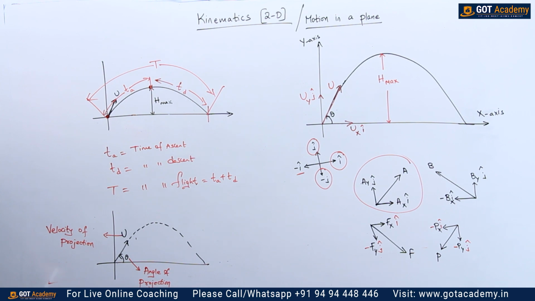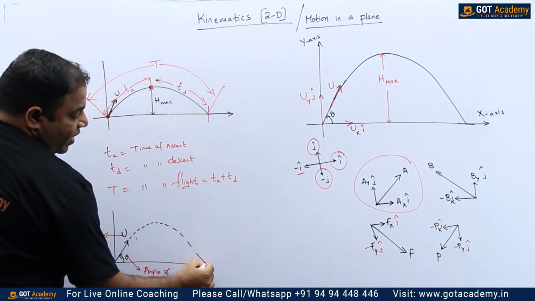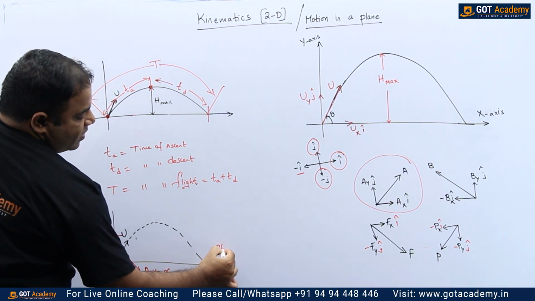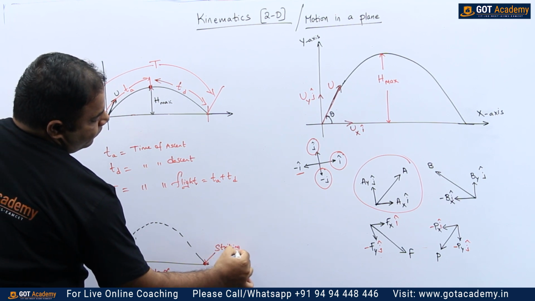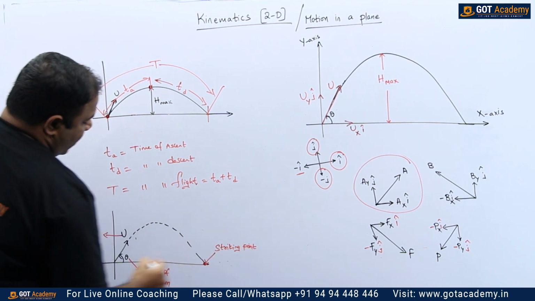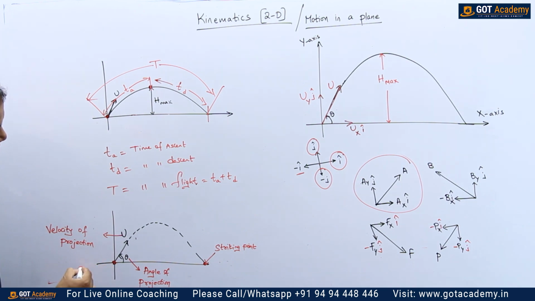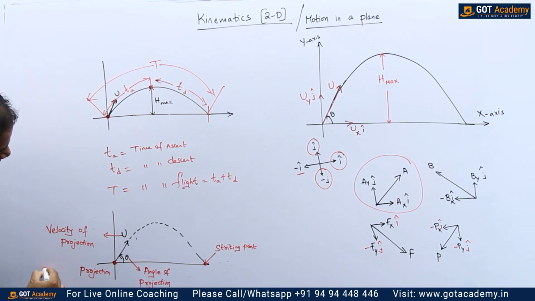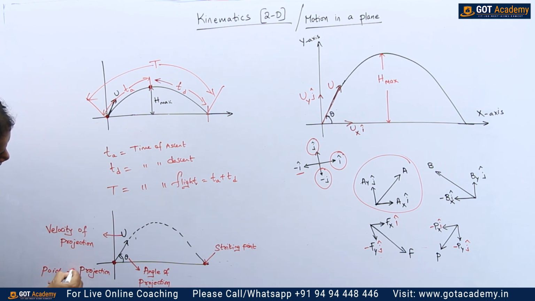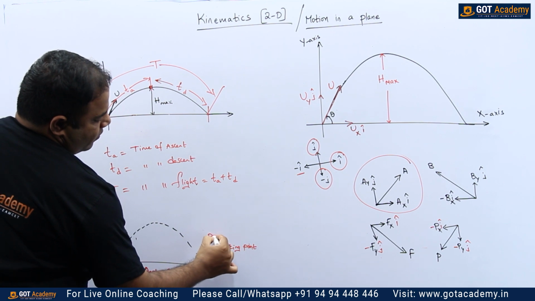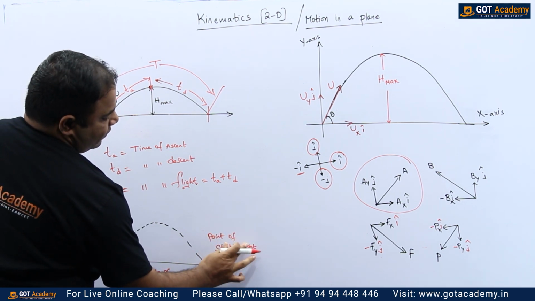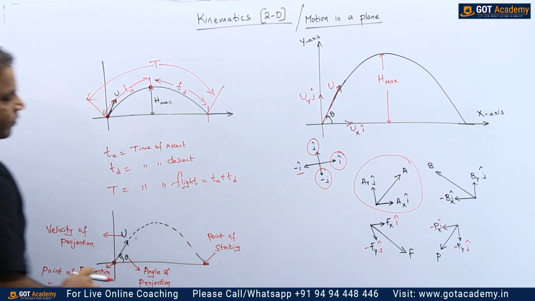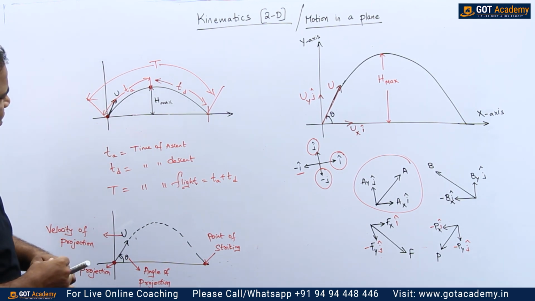Okay. Now, what is this point known as? This point is known as the striking point. Then what is this point known as? Projection point, or point of projection. Point of projection. This is the point of striking. Like this. Understood?